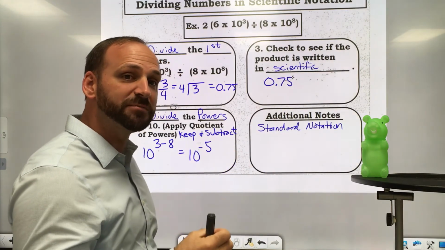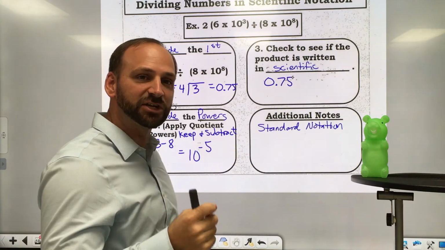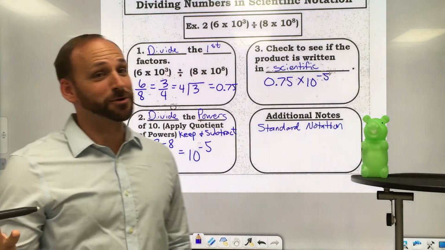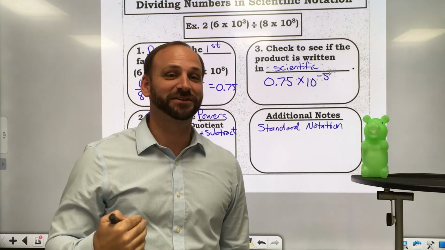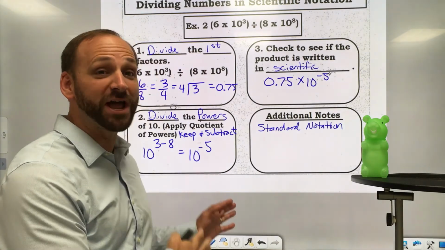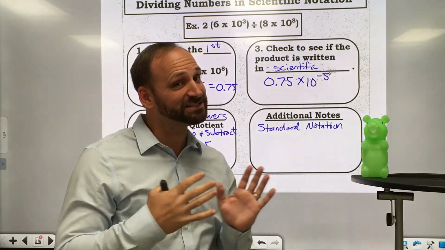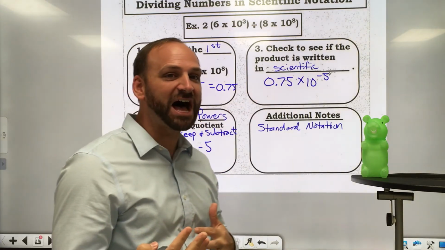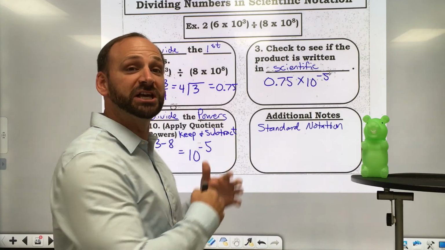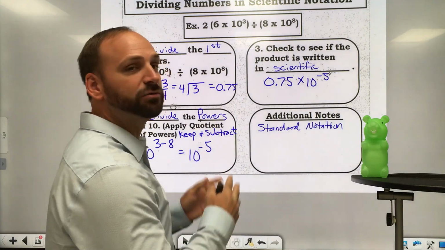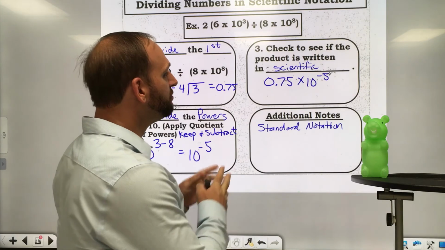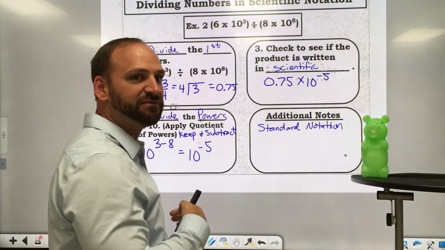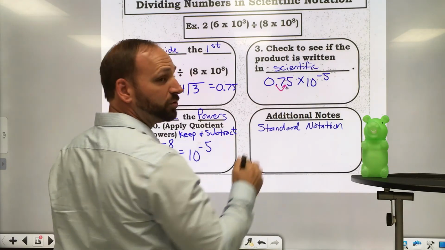Step 3, we want to check to make sure that our number is written in scientific notation. So, is our number written in scientific notation? Is that first factor greater than or equal to 1, but less than 10? No, it is not. 0.75 is less than 1. And so, again, we have a situation where we've got to rewrite this number, where we've got to move the decimal. So right now my decimal is here to the left of the 7, and I'm going to move it one place to the right.